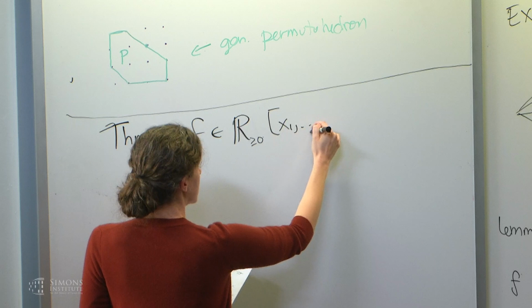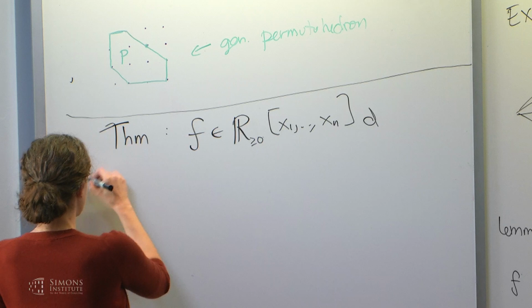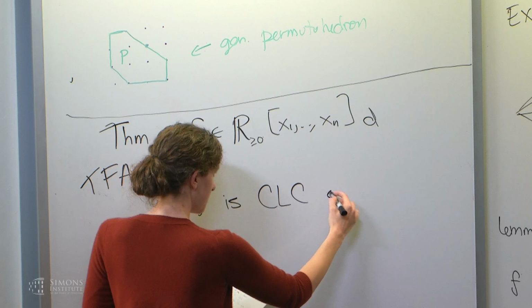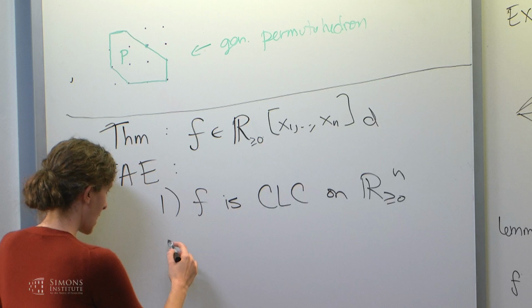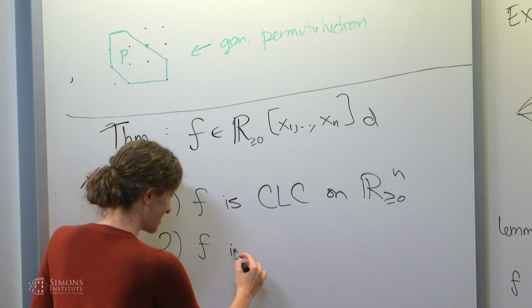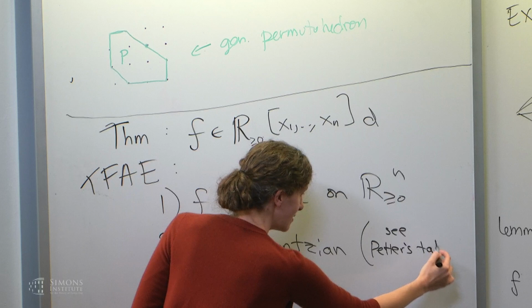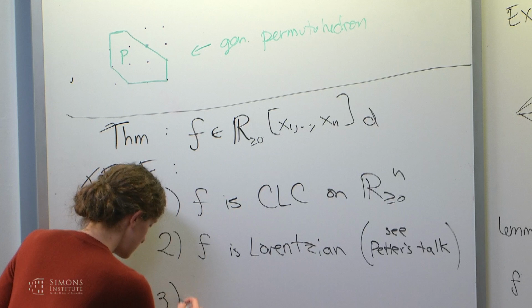Homogeneous of degree d, then the following things are equivalent. One is that f is completely log-concave on the non-negative orthant. So that's the condition that we want. Two, which I'll put in, is f is Lorentzian. And the last of these three is the one that is checkable.